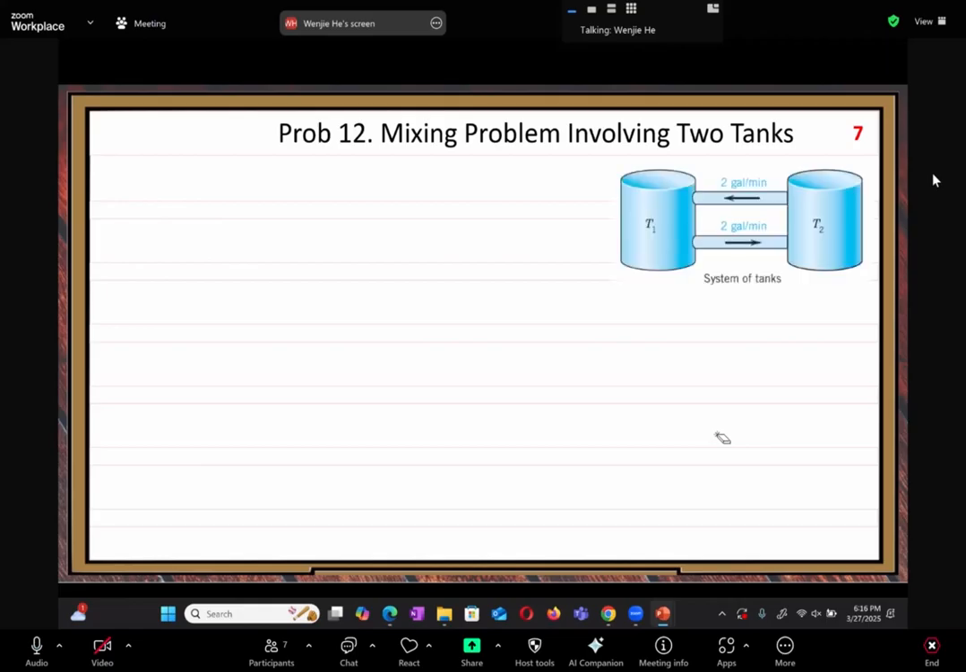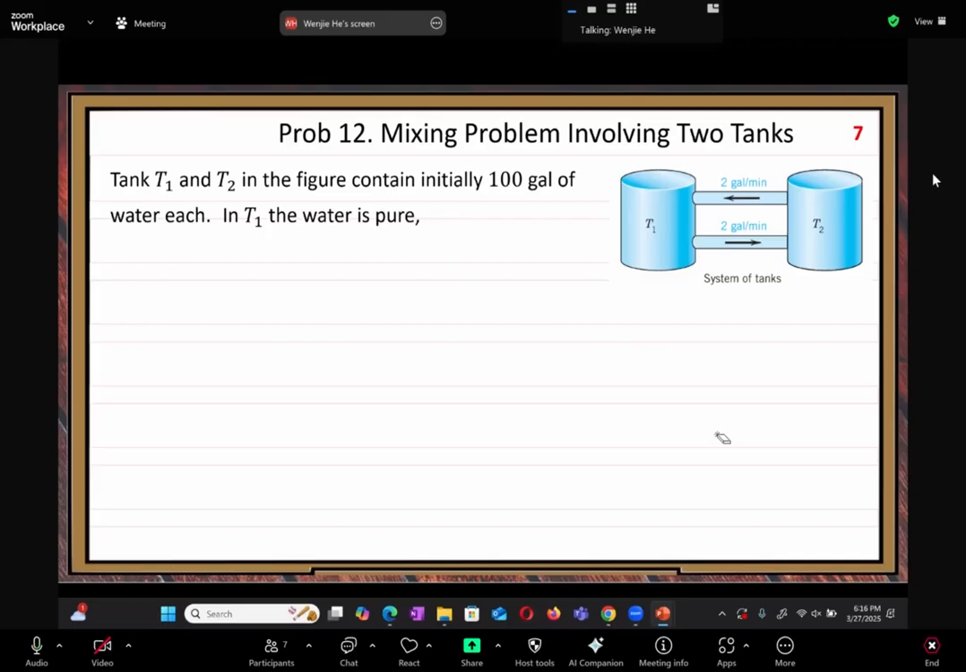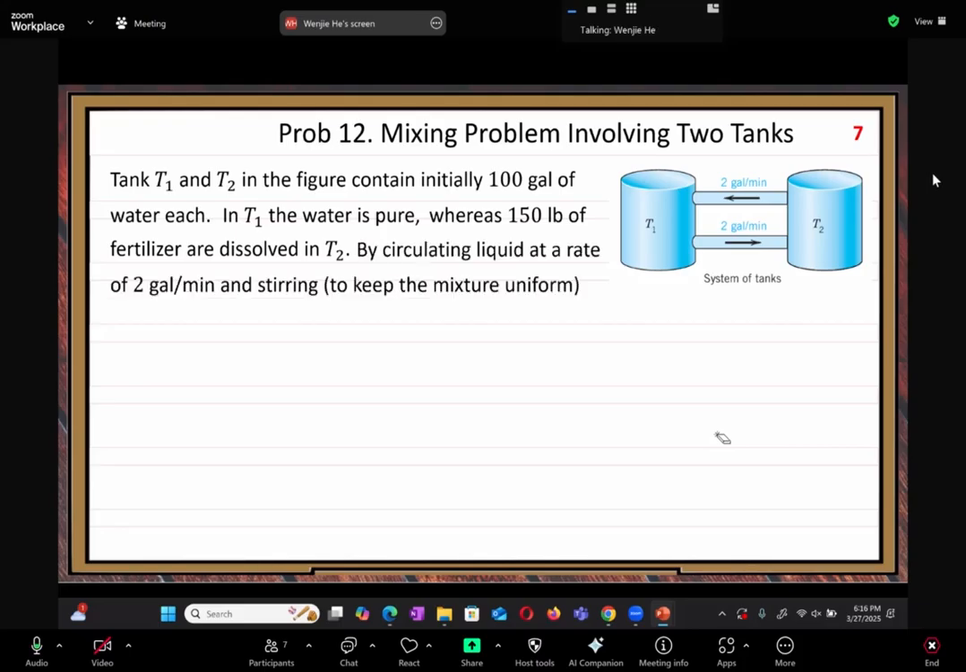So the figure looks like this. T1, T2, two tanks. Tanks T1 and T2 in the figure contain initially 100 gallons of water each. T1, pure water. T2, 150 pounds of fertilizers dissolved in T2. By circulating liquid at a rate of 2 gallons per minute.